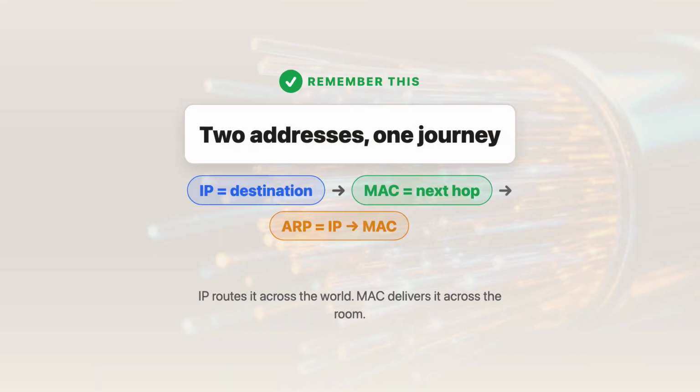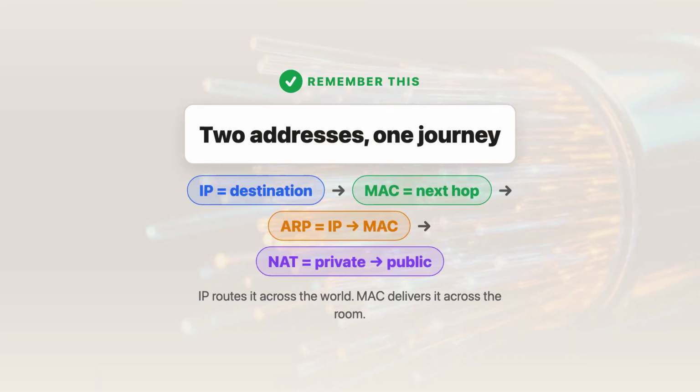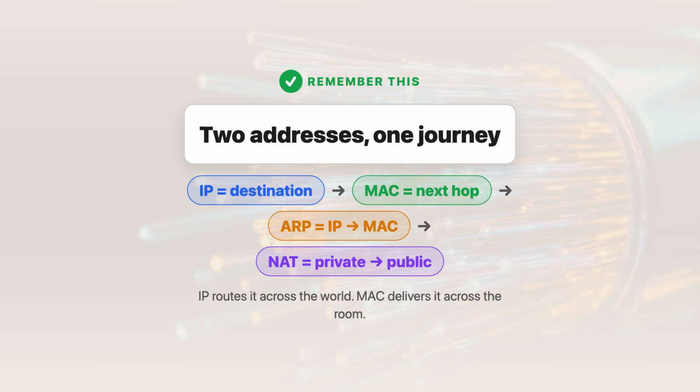So remember this. IP is for the final destination. MAC is for the next physical hop. ARP finds the MAC address for a local IP. And NAT lets private devices share one public internet address.